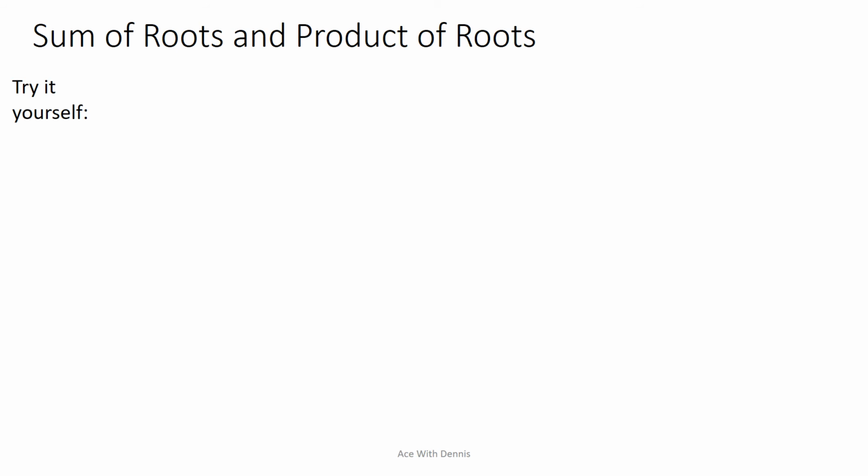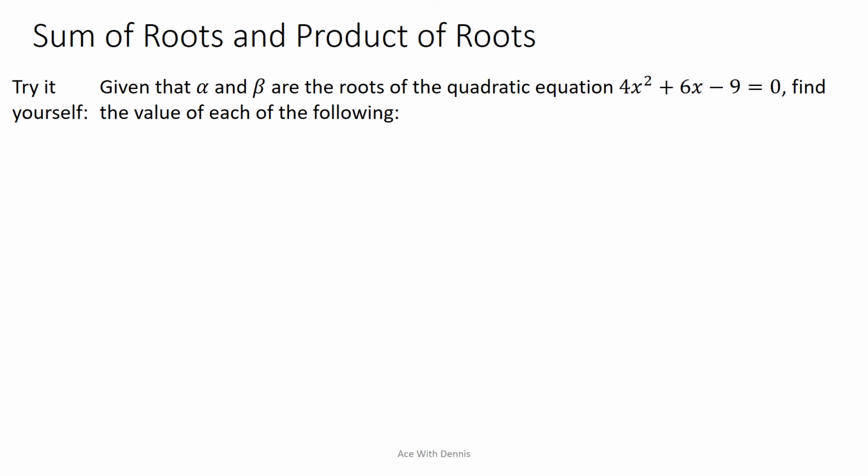Now, it's your turn to try this similar example yourself. Given that alpha and beta are the roots of the quadratic equation 4x squared plus 6x minus 9 equals 0, find the value of each of the following: a, alpha plus beta, b, alpha beta, c, alpha plus 3 times beta plus 3, d, alpha over beta plus beta over alpha. You can pause the video and try to do it yourself.